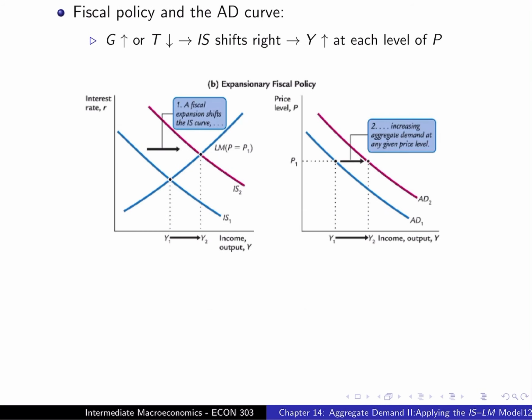Fiscal policy can shift aggregate demand by affecting output at any given price level. An increase in government spending or a tax cut shifts the IS curve to the right. This raises output Y at each level of the price level P. This leads to a rightward shift of the aggregate demand curve.